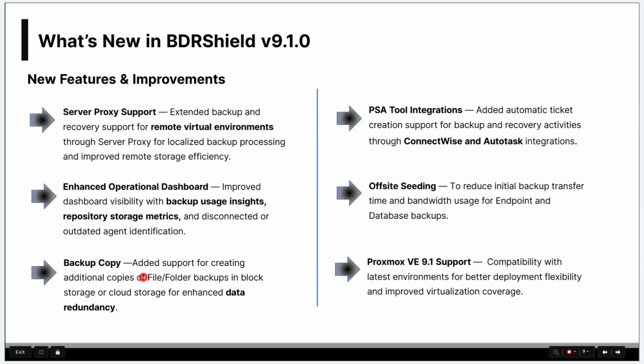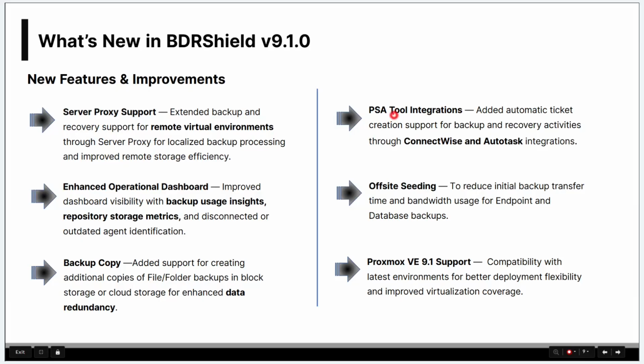Now this backup copy feature is newly added in the BDRShield cloud console. Previously it was on-prem only, and in the cloud we didn't have this backup copy feature. Now we have introduced the backup copy feature for the cloud. In the on-prem, we have extended the backup copy feature even for file and folder level backups. This backup copy is completely for data redundancy.